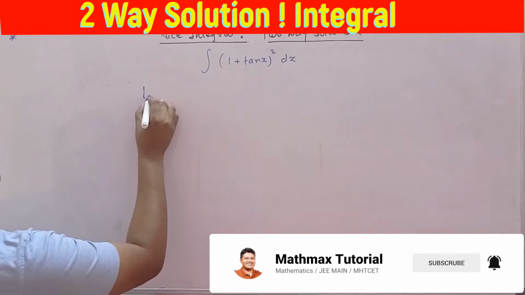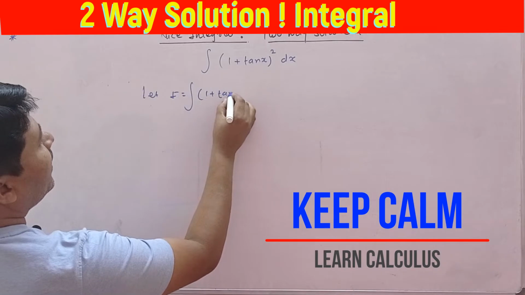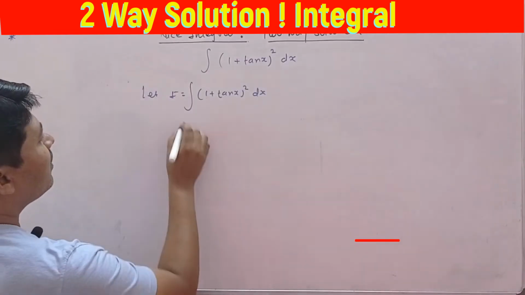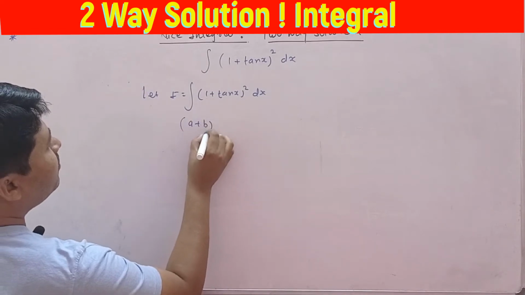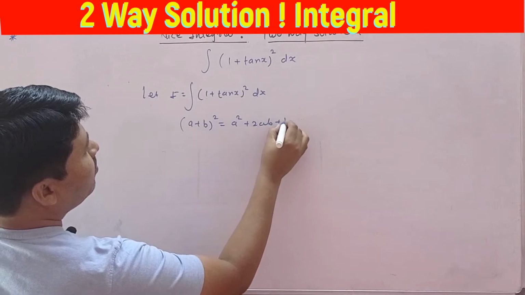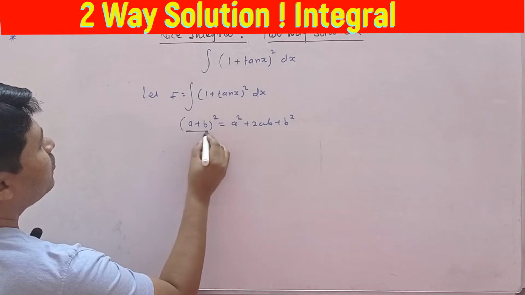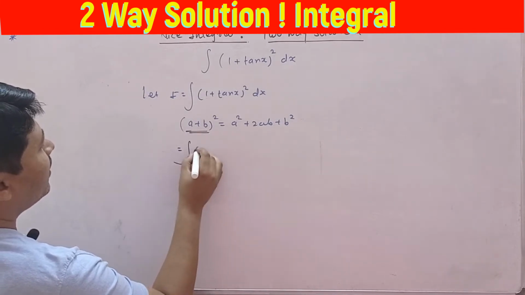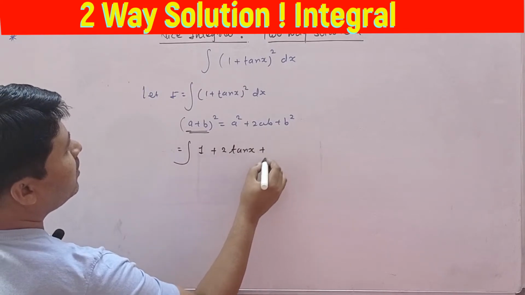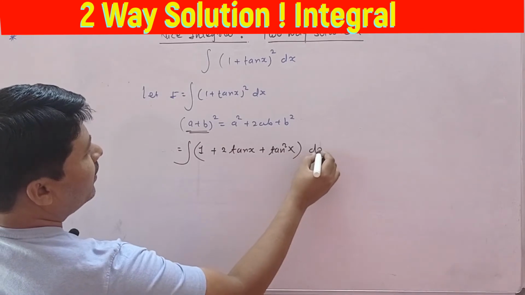Let I be equal to the integral of (1 plus tan x) whole square dx. We know the formula (a plus b) whole square is equal to a square plus 2ab plus b square. Therefore we can simplify using this formula. Then we get the integral of (1 plus 2 tan x plus tan square x) dx.